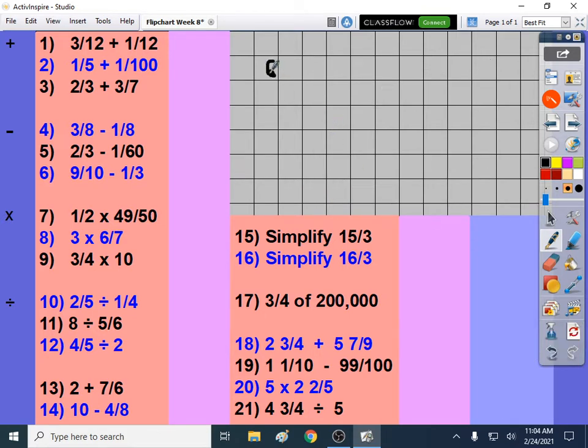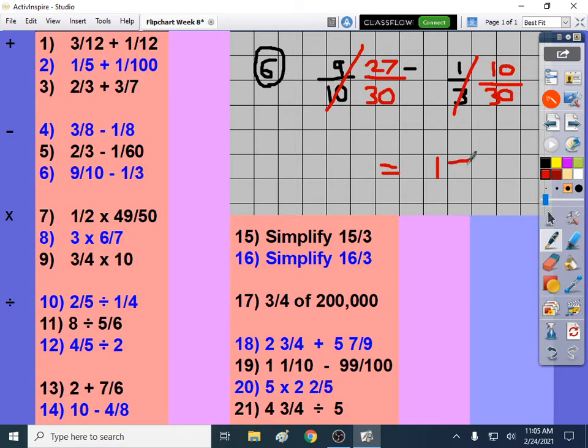9/10ths. It's not a very good 6. 6 is 9/10ths minus 1/3. So I'll have to put 30 on the bottom to make this work. Times that by 3, so times the top by 3. And on the other side, I times the 3 by 10, so I'll times the 1 by 10. 27 take away 10 is 17/30ths. 17 is a prime number. I don't think that will simplify anymore.